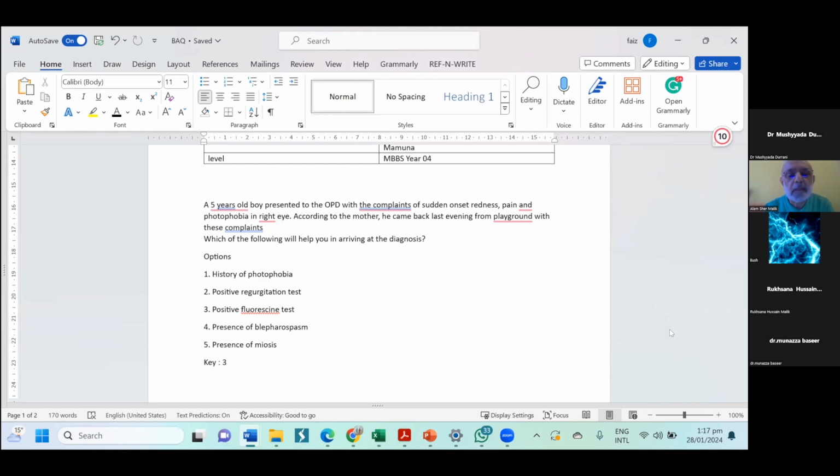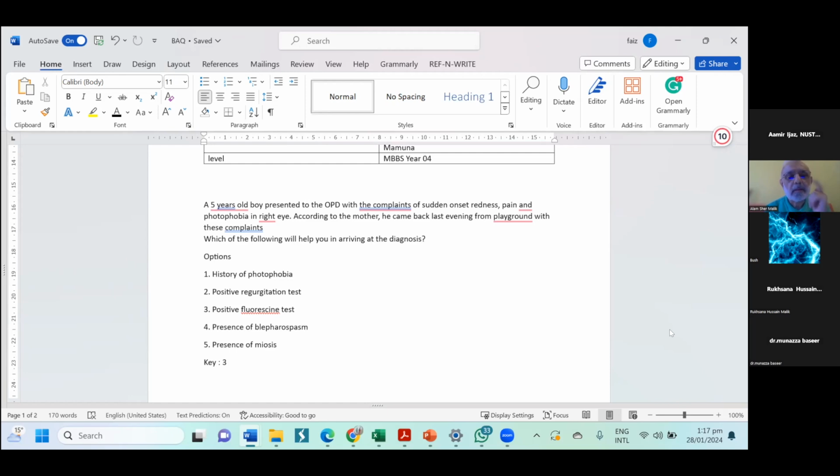Doctor, what is positive regurgitation test? Positive regurgitation test is when you apply pressure on the nasolacrimal sac. If there is an obstruction of the nasolacrimal duct, the tears are regurgitated from the punctum. This leads to acute dacryocystitis, which again presents with red eye. But in that particular case, the history would not be this short.